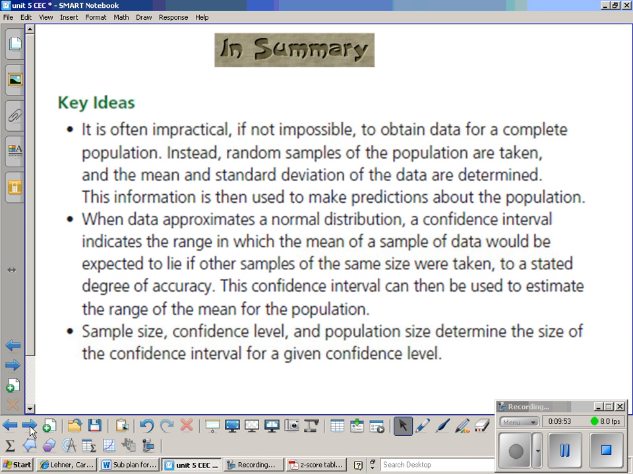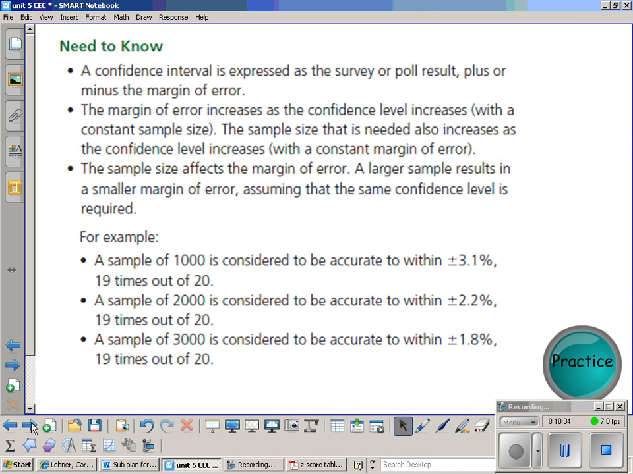Sample size, confidence level, and population size determine the size of the confidence intervals for a given confidence level. A confidence interval is expressed as the survey or poll result plus or minus the margin of error. The margin of error increases as the confidence level increases with a constant sample size. The sample size that is needed also increases as the confidence level increases with a constant margin of error. So two different things there that you need to think about.